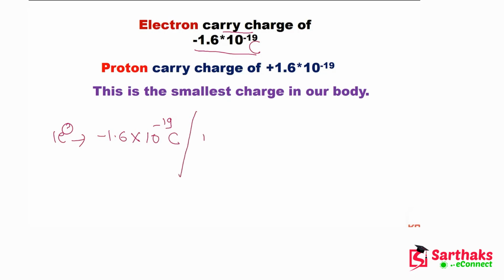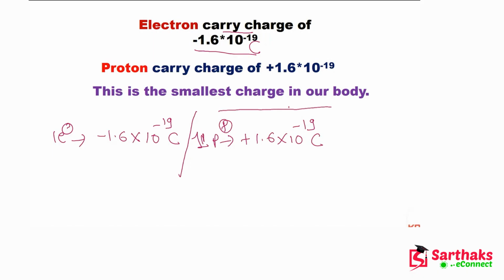And what about the charge on proton? To calculate the charge on proton is very simple. You have to simply change the sign of the charge on the electron. Because electron has negative charge, I added a negative sign here. But because the proton has positive charge, I added a positive sign here. So plus 1.6 into 10 to the power minus 19 coulomb is the charge present on proton. I hope guys you got my point.